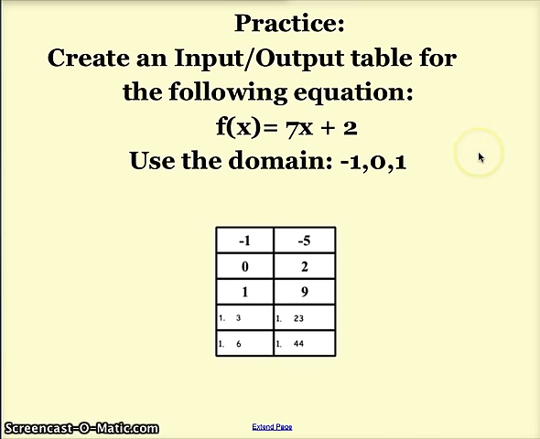You are now done. Open up a baggie and start filling out the sheet. Choose your own domain values, which means they are not given to you like they were here. Remember, choose one negative always.